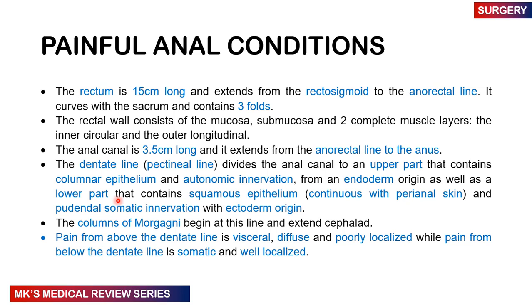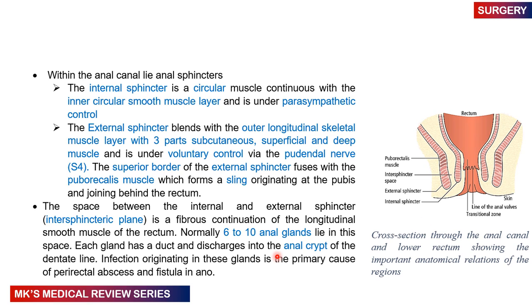So it's going to be a bit different when you get a pathology that's above the dentate line versus a pathology that is below the dentate line. Then you also have columns of Morgagni, which begin at the dentate line and extend in a cephalad way, upwards. And of course, pain above the dentate line, like I said, is visceral, diffuse, and poorly localized, while the pain below the dentate line is somatic and well localized.